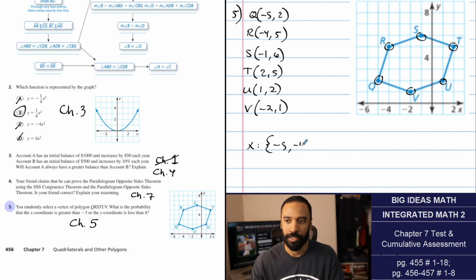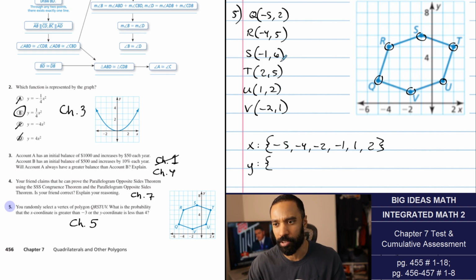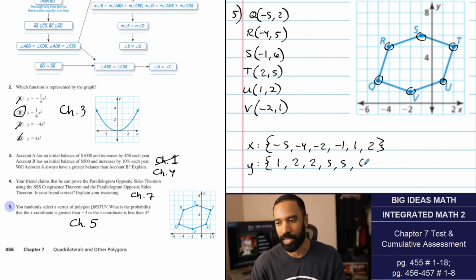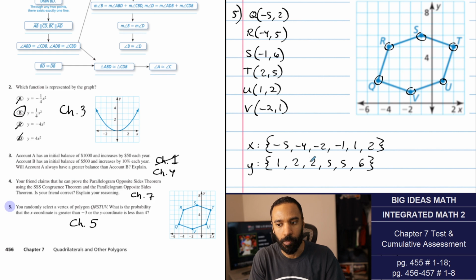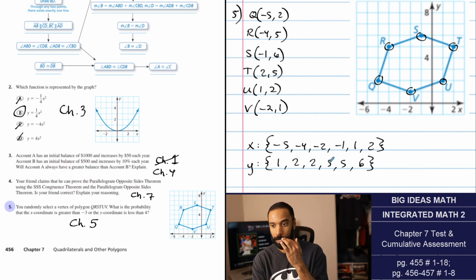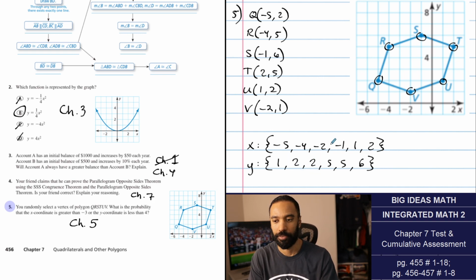We have -5, -4, -2, -1, 1, and 2. No repeats, but if there were repeats, you'd want to write the repeats out. It's not just domain and range, but I am writing them in order to help myself out. Y does have repeats. It has 1, 2, 2, 5, 5, and 6. And like I said, it's important to list the repeats because when it comes to probability, there is more weight. When I say, what's the probability something's less than 4, literally, both these 2's count for that thing.